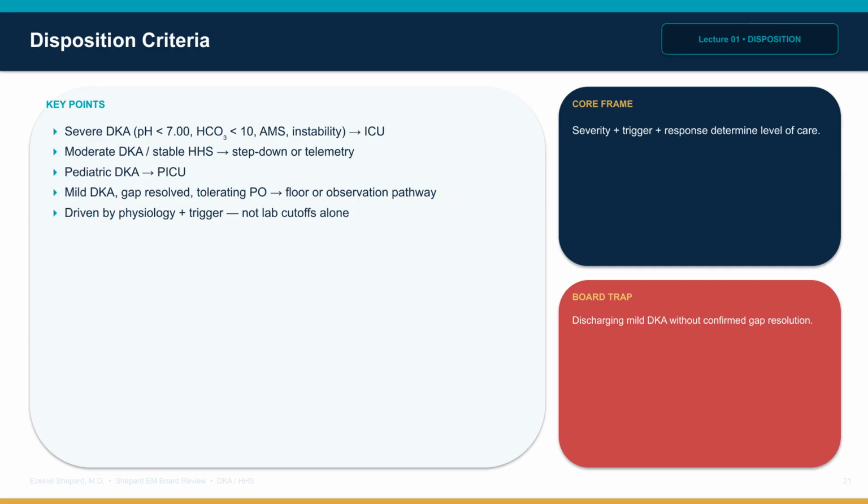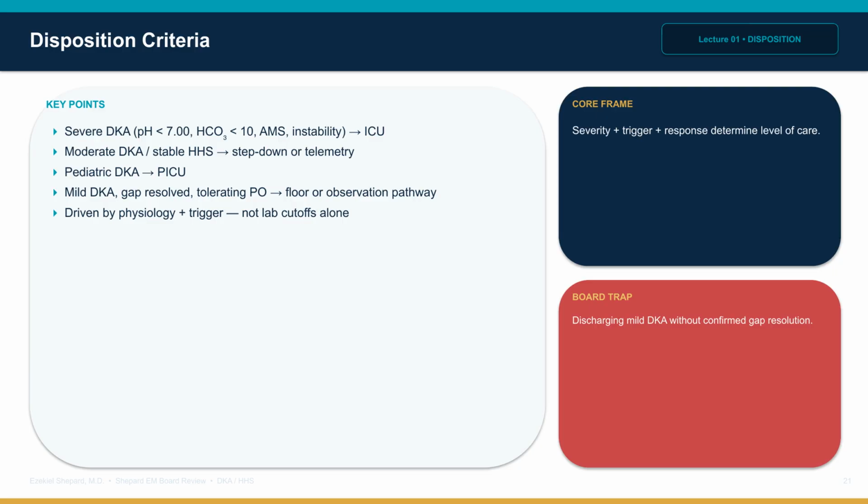Disposition is determined by the severity of their presentation, response to treatment, and the trigger. ICU admission is appropriate for severe DKA patients, defined by a pH less than 7.0, a bicarb less than 10, with altered mental status, hemodynamic instability, or comorbid critical illness.